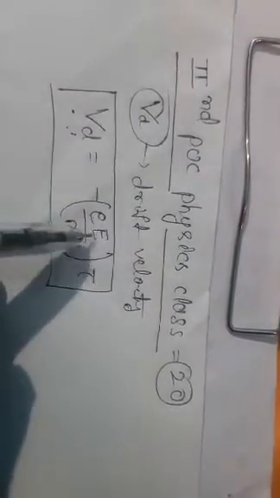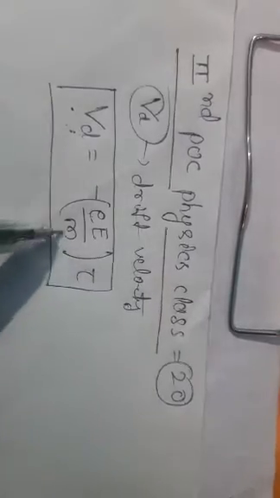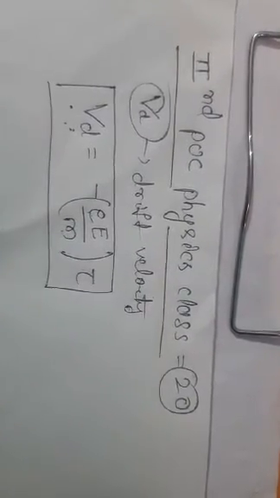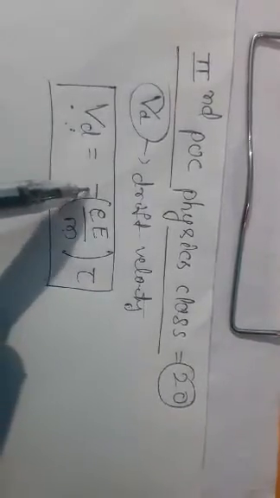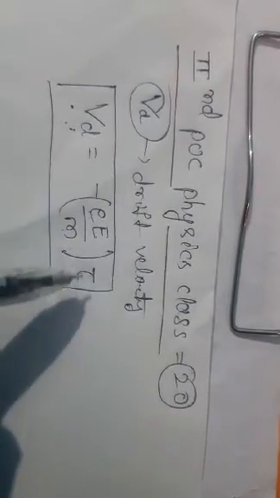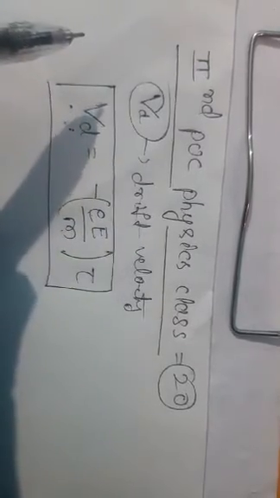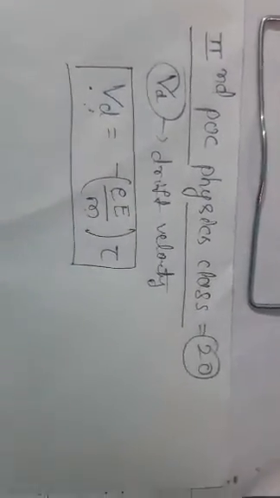Here, e is the charge of each electron, E is the electric field, m is the mass of the electron, and tau is the relaxation time. The negative sign indicates that the electrons travel from one end of the conductor to the other end. This is the concept of drift velocity.